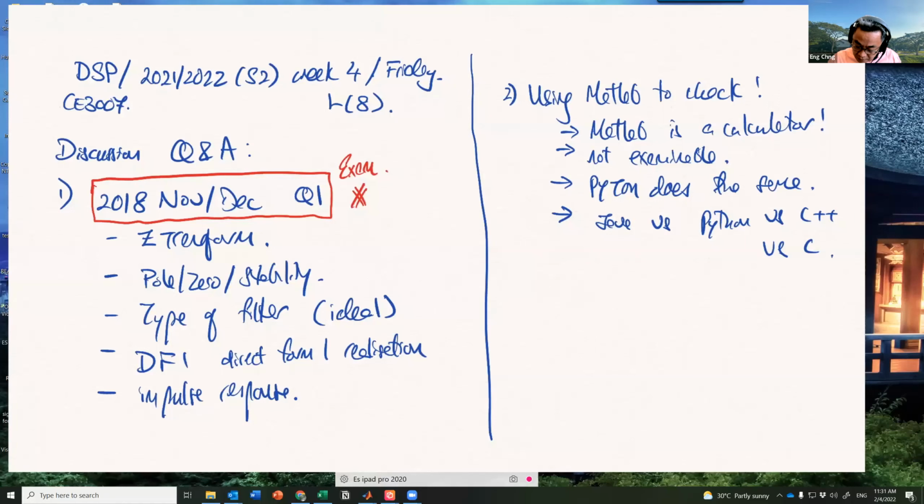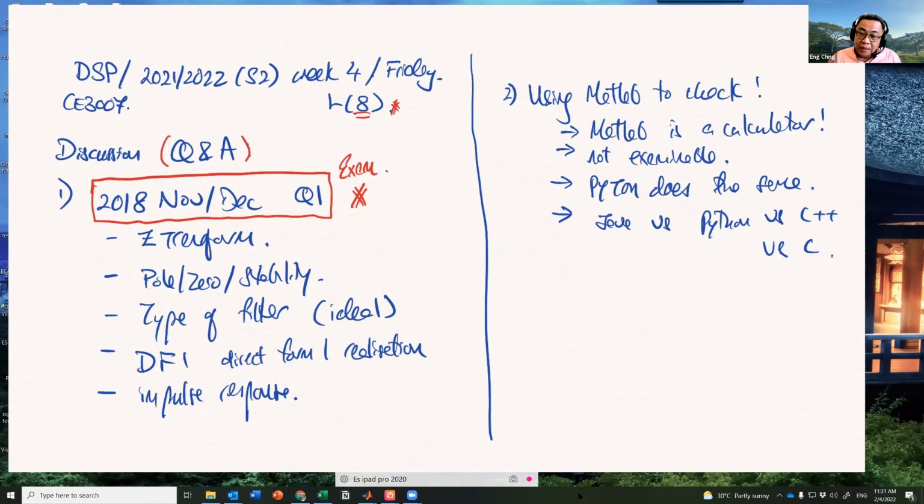Okay, welcome back. This is DSP 2021-2022 in SEM 2. We are now on week 4, Friday, the 4th of February. In terms of the lectures, we are in lecture 8 recording now for Zoom. Lecture 7 was during Chinese New Year. So for today's recording, I'm going to do Q&A again.